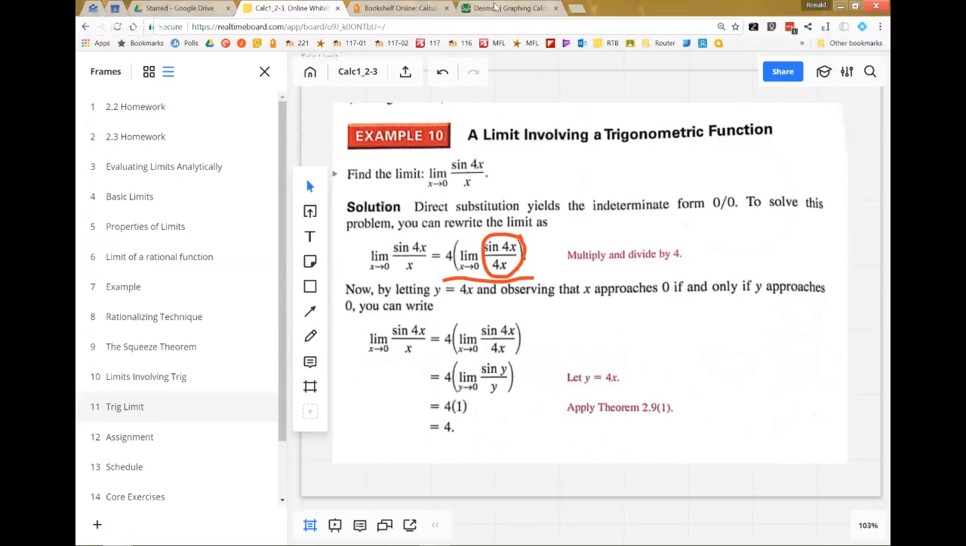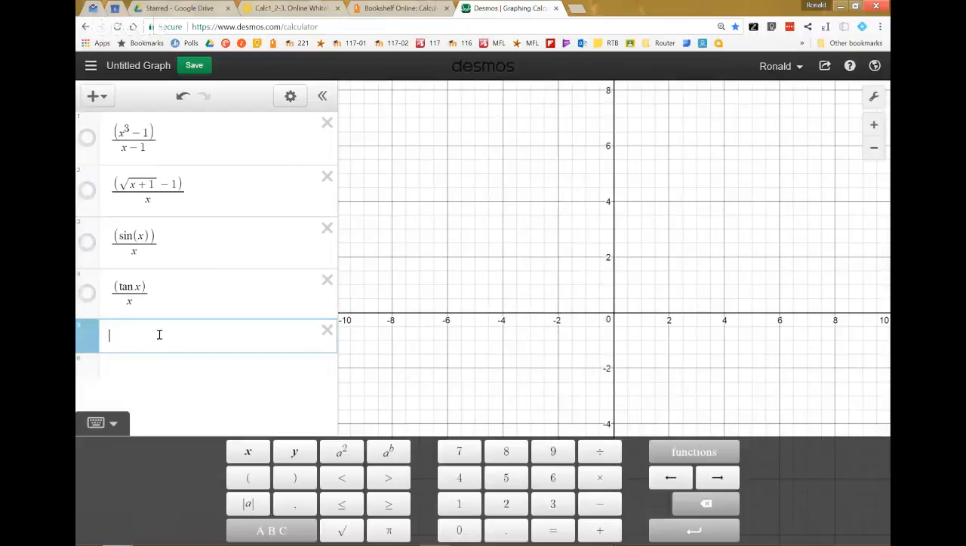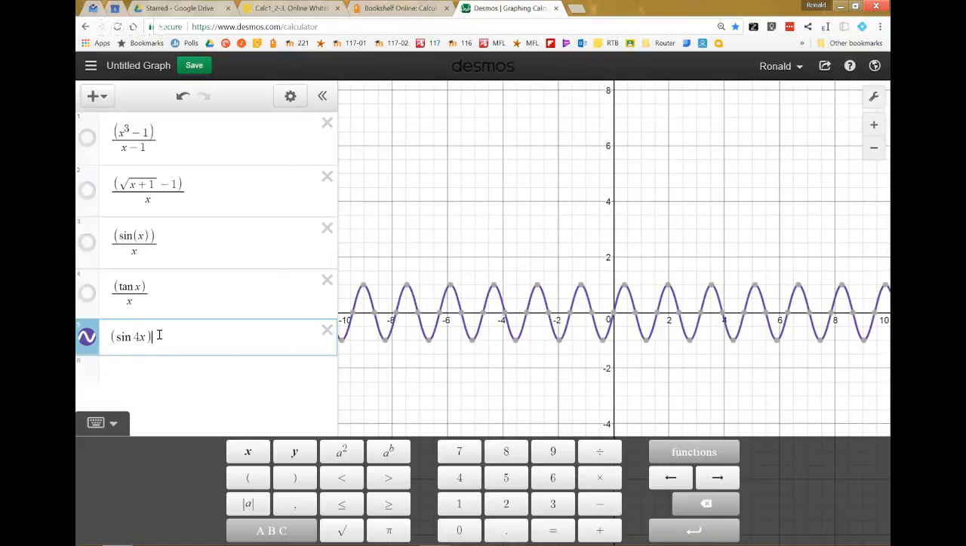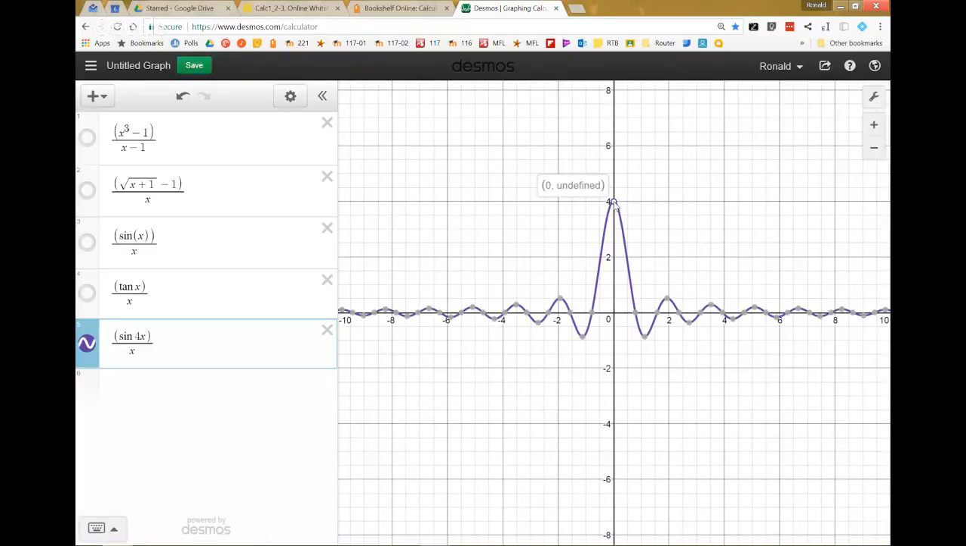Sine of 4x divided by x. And as x approaches 0, you can just see it. Yep, it's undefined, but you see how both the left and the right are both approaching that 4, so it's a legitimate limit. All right.